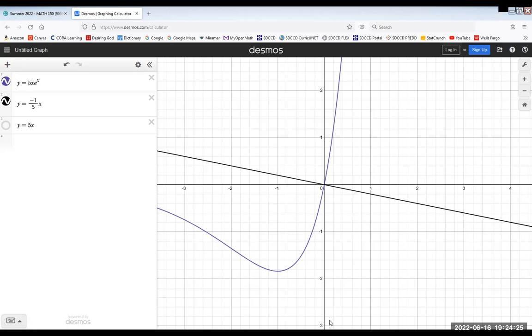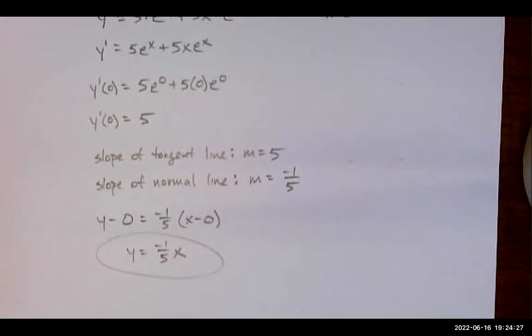Okay, enough of that. We don't really do much with the normal line, by the way. It just kind of comes up and we just say, yeah, that's cool.